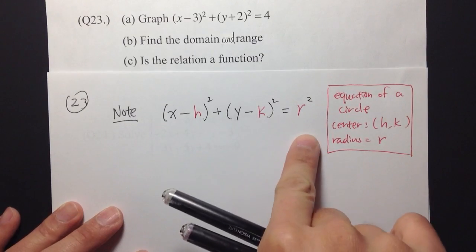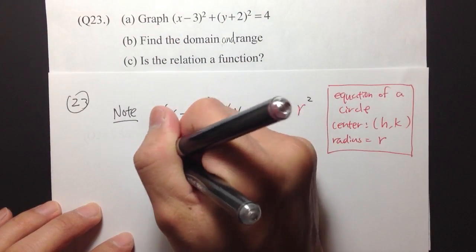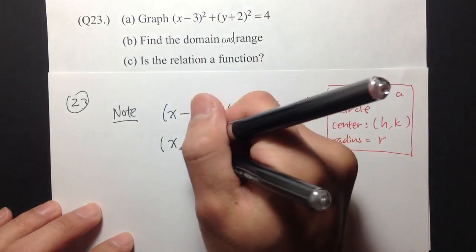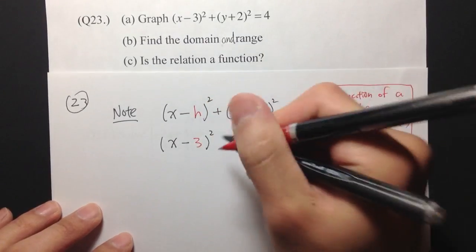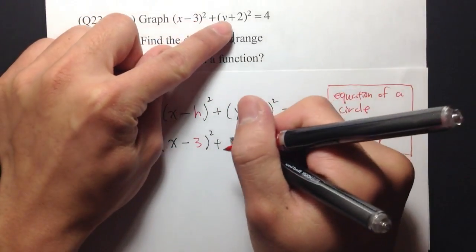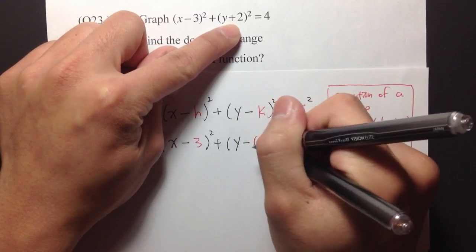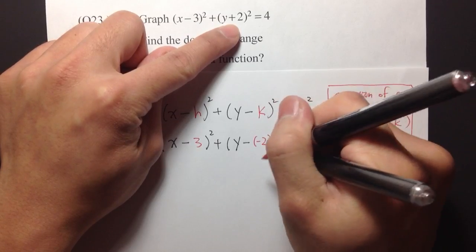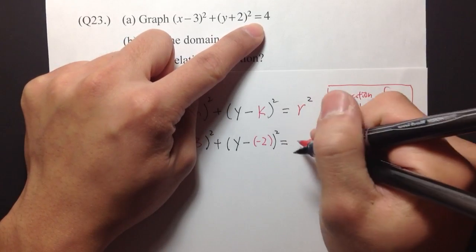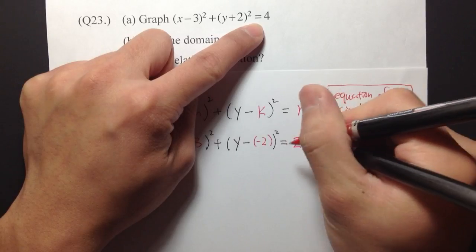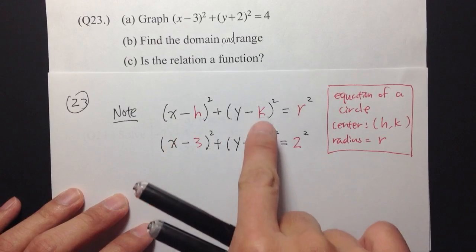So let's compare the general form of a circle with what we have right here. So we have x minus 3. So I will write this as x minus my red 3, parentheses, squared, plus, and then we have y plus 2. But I'm going to write that as y minus a negative 2, parentheses, squared, and here we have is equal to 4, but I'm going to write it as 2 to the second power, which is the same as 4, right? The purpose for me to do that is so that I can match the form.